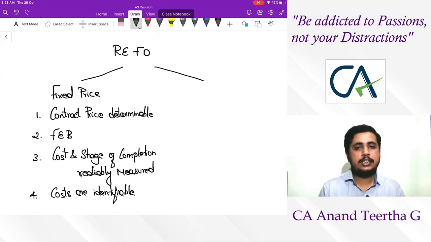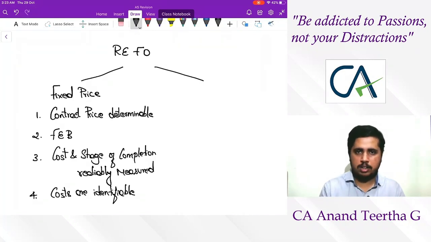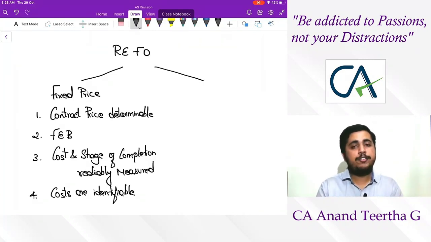Third, the cost and stage of completion can be properly estimated. Whatever cost is incurred, what cost might be incurred, because that is their business, they should know how much cost might be incurred. So therefore it is reliably estimated. Four, costs are identifiable. You can identify what the current cost is, what the future cost could be, the total projected cost, how much cost is properly incurred, etc. So if you can follow these things, then you can say there is a reasonable estimate.